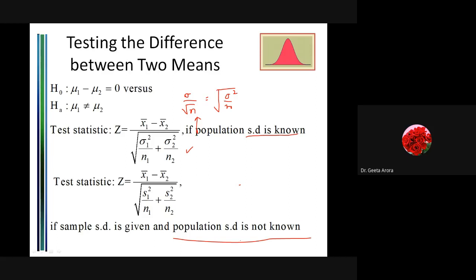That is not easy to know for the population, because we do sampling to learn the parameters of the population. So it's very hard to say something regarding the standard deviation. In that case, we have to replace sigma 1 and sigma 2 by s1 and s2. Correct? So this is the formula: x1 bar minus x2 bar divided by under root of sigma 1 square by n1 plus sigma 2 square by n2.